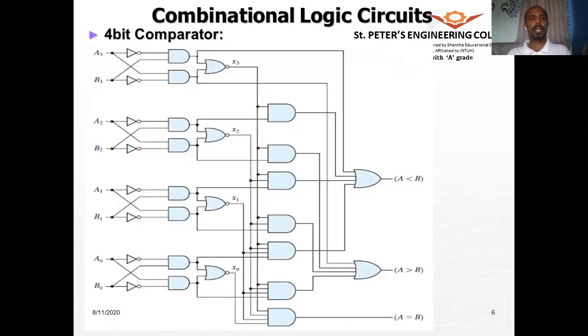When A3 is 1 and B3 is 0. So when A3 is 1, the complement of that is 0 and B3 is 0. So 0, 0 inputs and the output is 0. Next, A3 is 1 and B3 is 0. So the complement of that is 1. So 1 and 1, so output of this AND gate is 1.